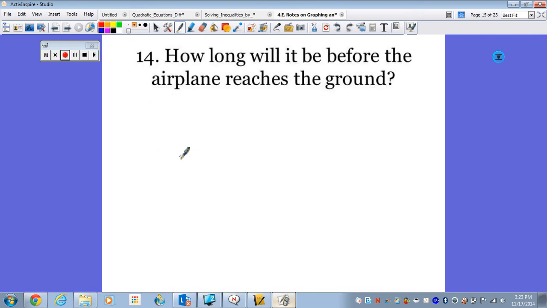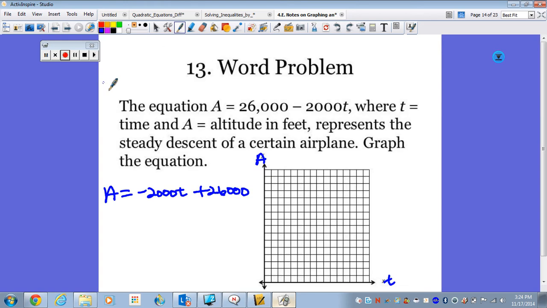How long will it be before the airplane reaches the ground? Here honestly is what I would do with this. I would plug this into my calculator. So I just got this new thing, so let me help you out with that. I'm going to pause it for a second.